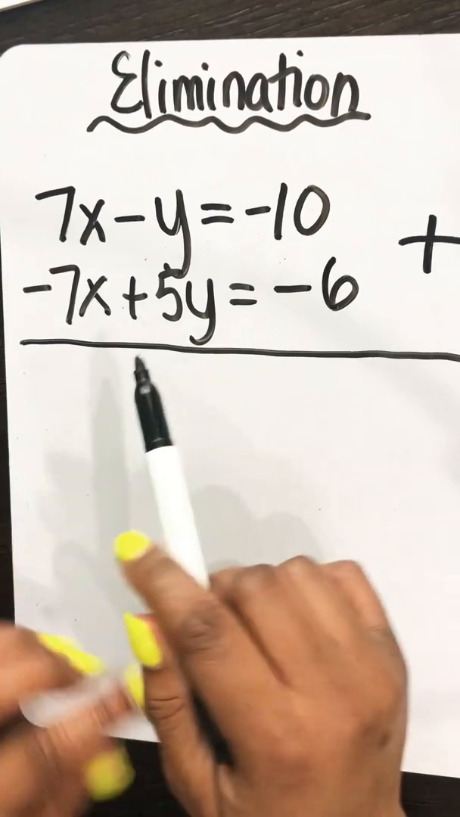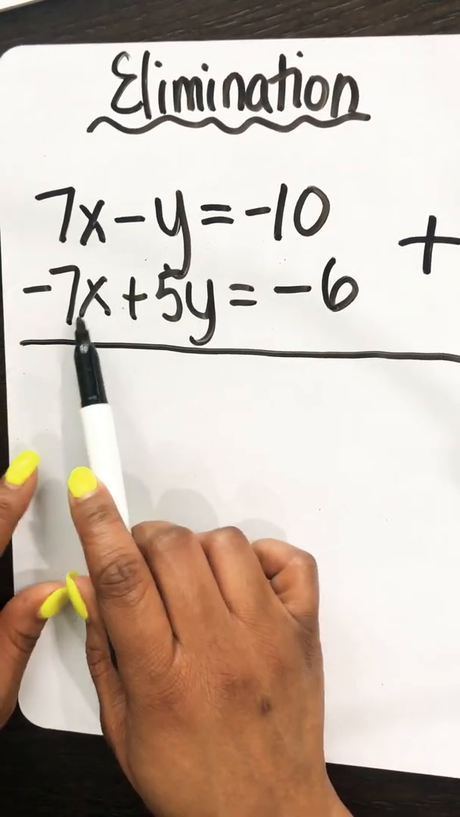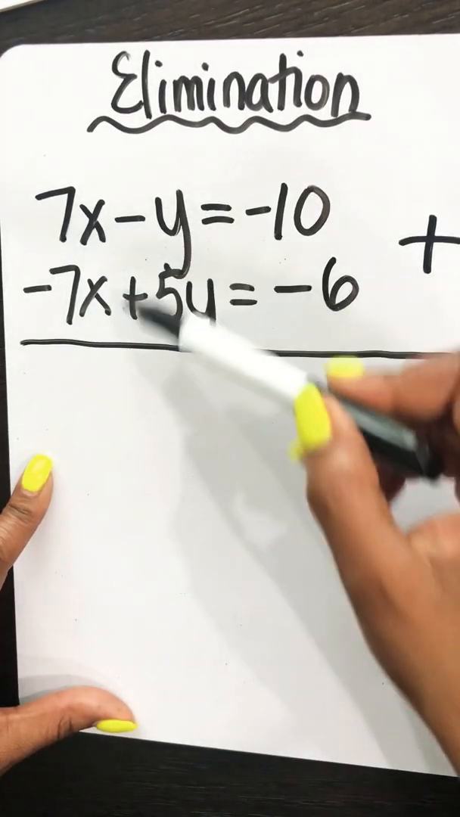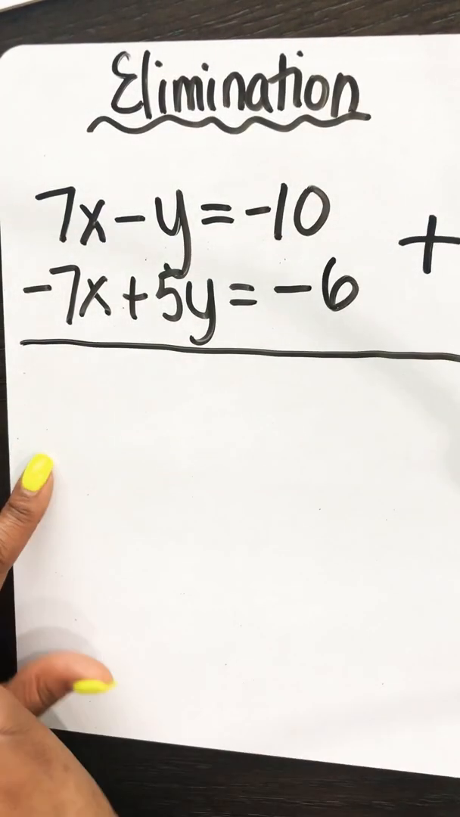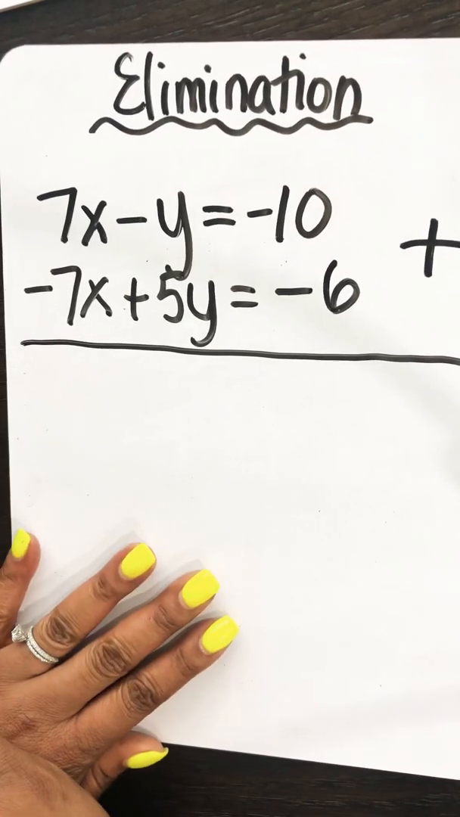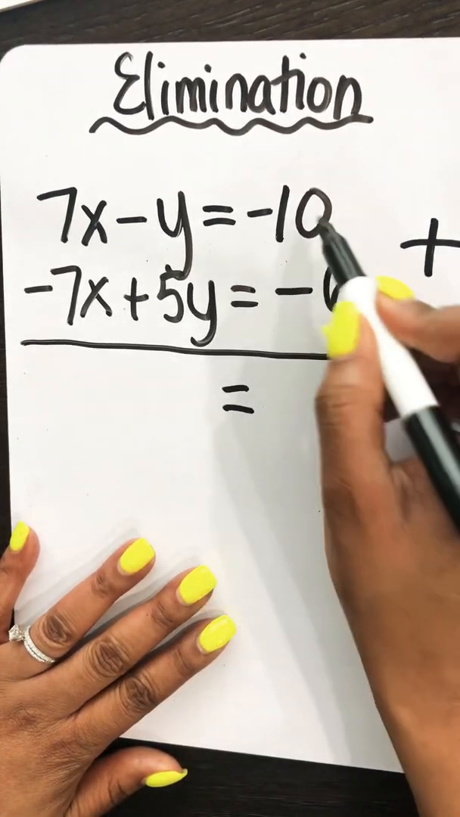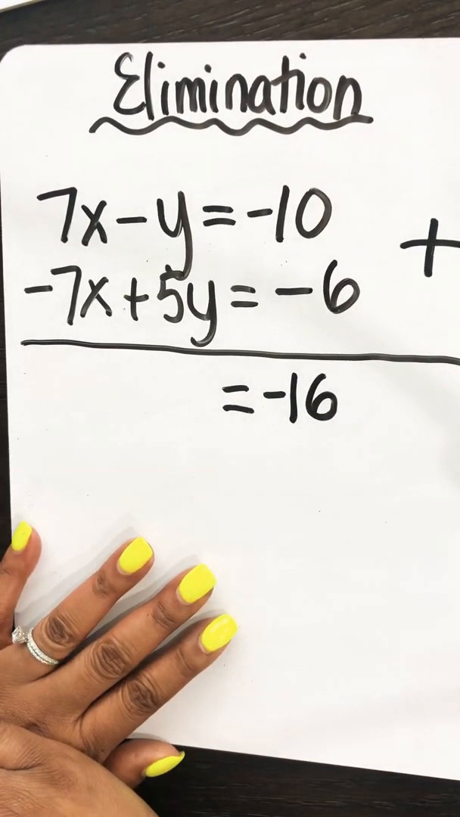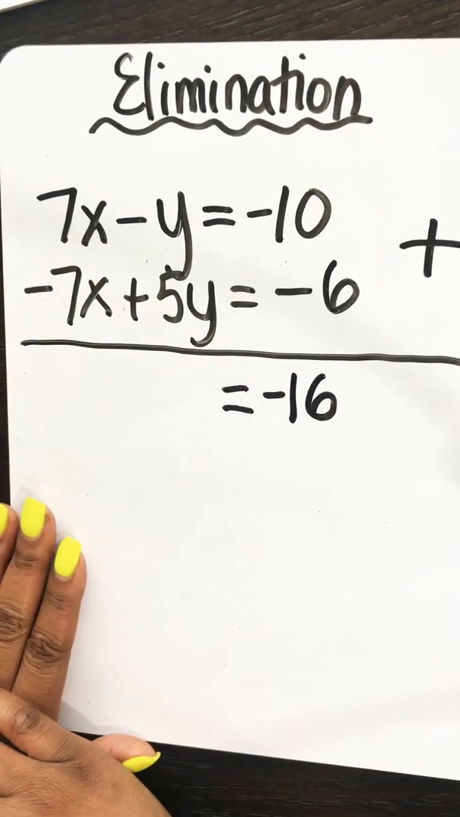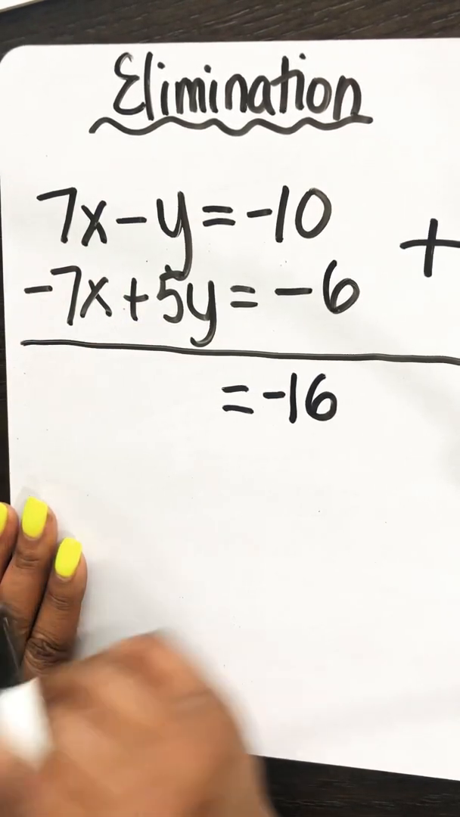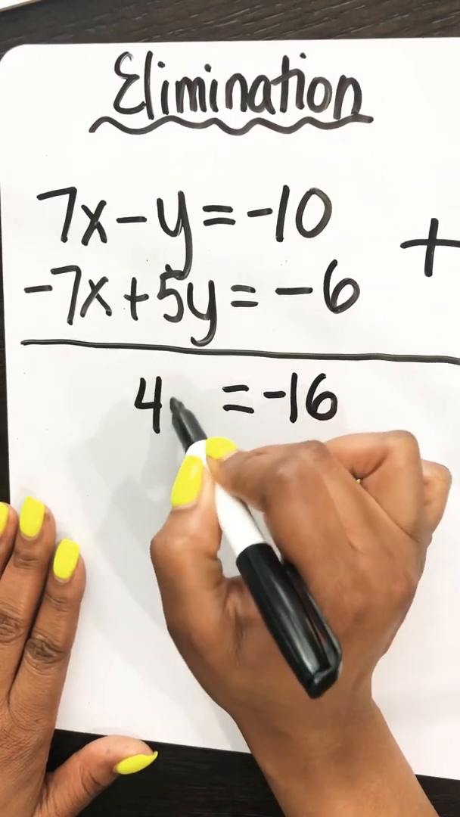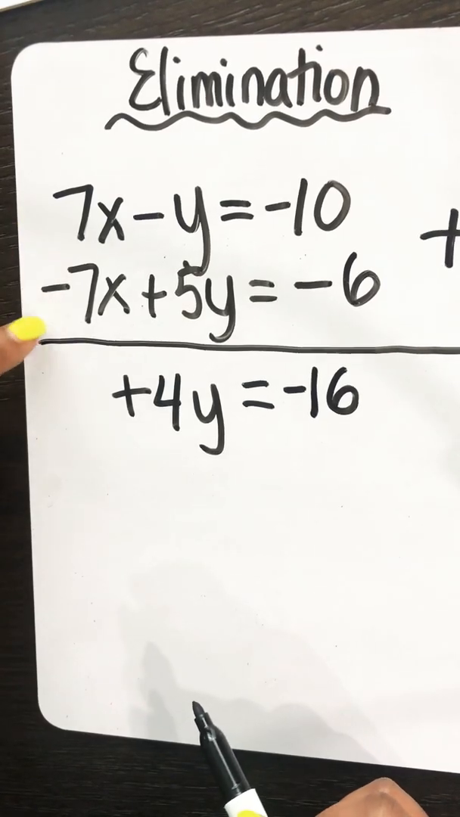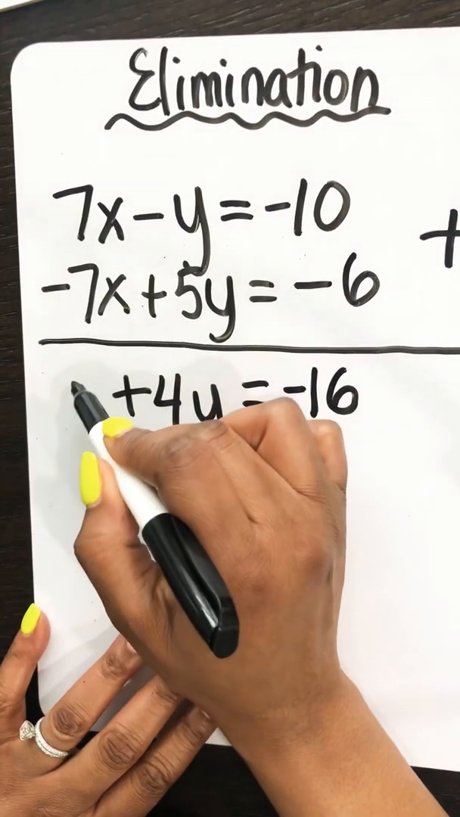Also, I just want to add that when it comes to elimination, you want to make sure that your variables are lining up. Your x's need to line up with each other, your y's need to line up with each other, and your constants need to line up with each other. So we're going to go ahead and add. We'll start with negative 10 plus negative 6. That gives us negative 16. Then we add negative y plus 5y, which gives us 4y. Then we add positive 7 plus negative 7. Well, that would give us 0.